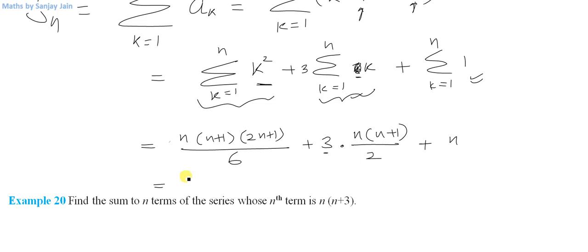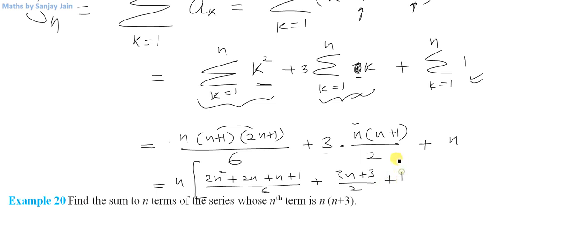Let us take some of the things common. So I can take n common from all of these, right? The first term will become the product of these two in the numerator, 2n squared plus 2n plus n plus 1, divided by 6. N has gone outside, so the numerator will be 3n plus 3 and the denominator is 2, and here I'll have 1. Just one more step of simplification, then we will see the result.